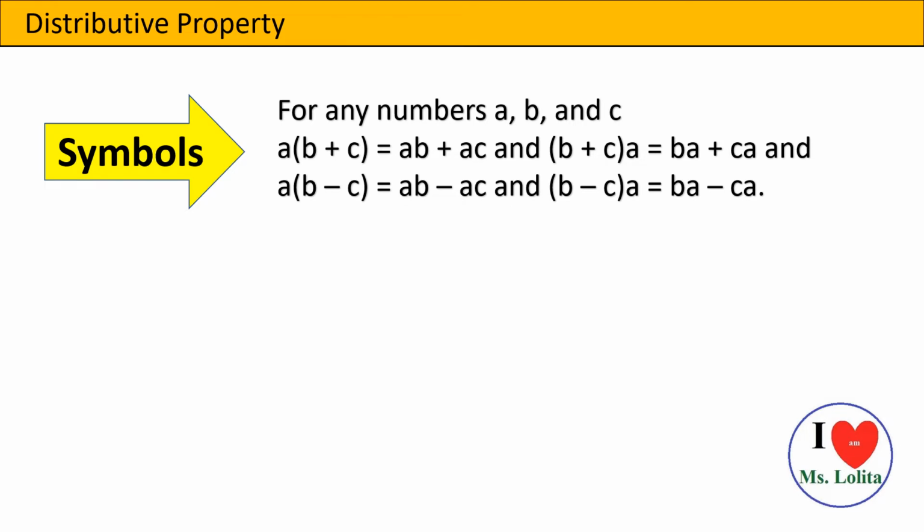However, if it is subtraction, as A multiplied with the open parenthesis B minus C close parenthesis, you're just going to do the same. You're going to distribute the A inside the parenthesis. So, it will give us AB minus AC. And open parenthesis B minus C close parenthesis multiplied with the A will give us BA minus CA.